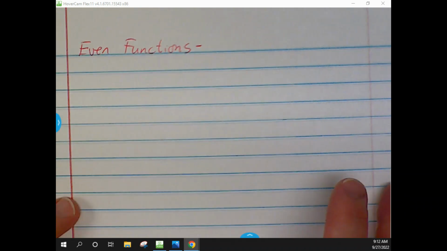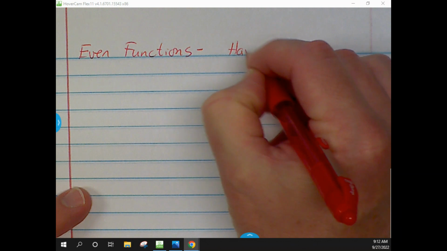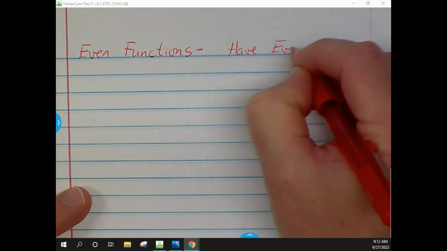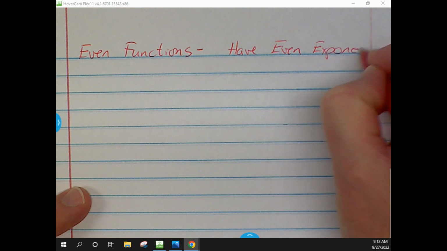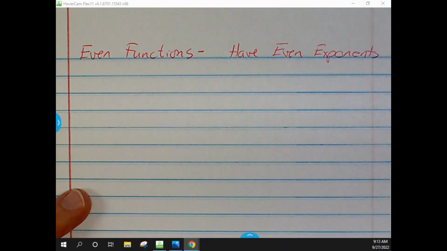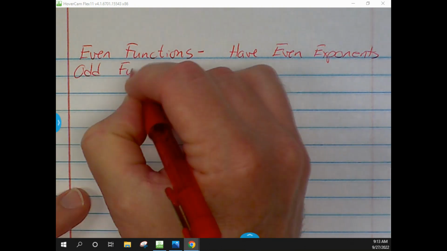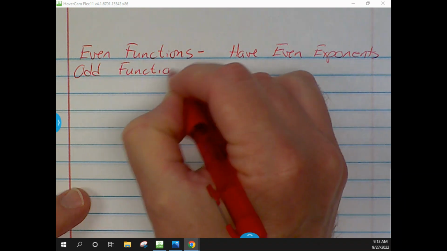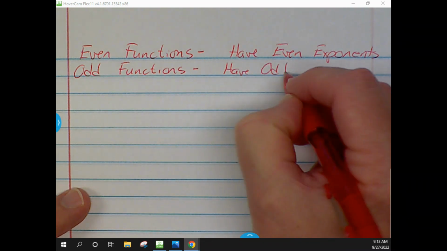Okay, here's the easy cut and dry version. Even functions have even exponents. Odd functions. Anybody want to take a guess? Imagine that, yes. Have odd exponents.